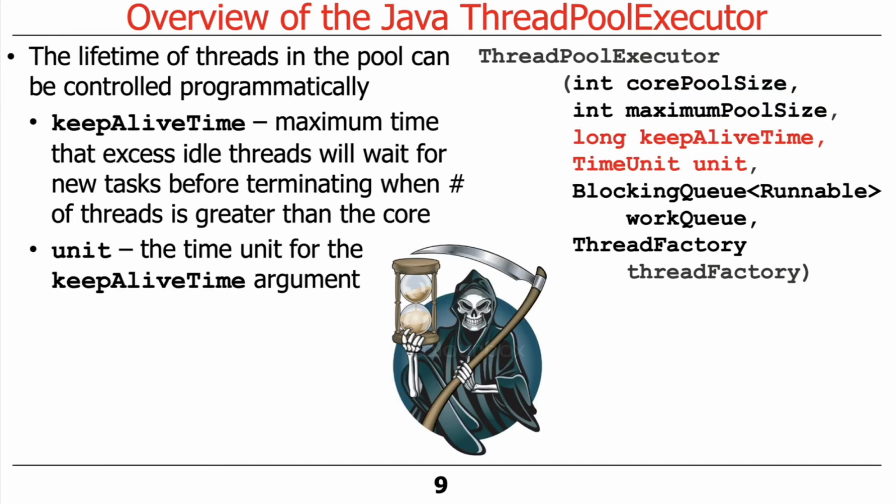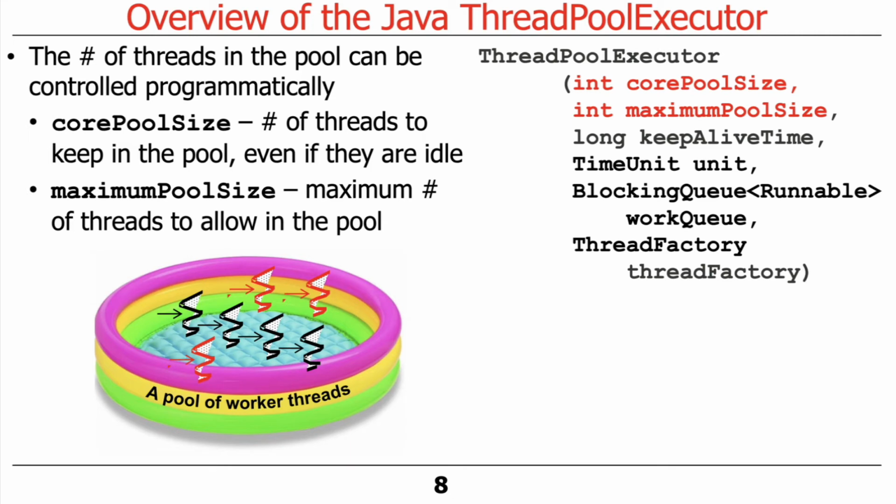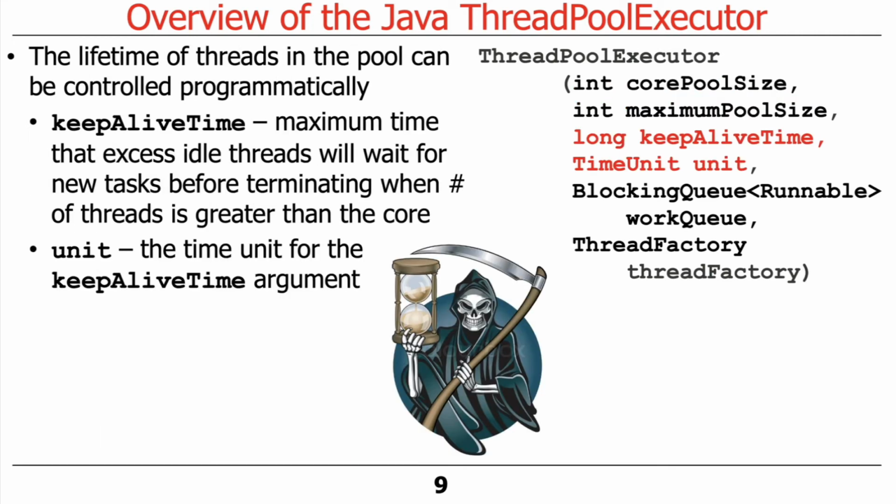There's also some other parameters that keep track of the lifetime of threads in the pool. This is called the keep alive time, and this is the maximum time that excess idle threads will wait for new tasks before terminating when the number of threads is greater than the core. So let's say, for sake of argument, that the core pool size was 4, but the max pool size was 8. As things grew and got closer to 8, the keep alive time says, if some of those threads aren't used for more than a minute, or 30 seconds, an hour, whatever your keep alive time is, and whatever the time unit you want to be, then terminate those threads back to the core pool size.